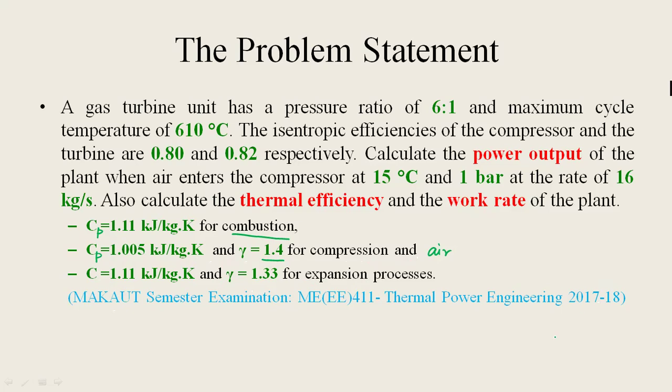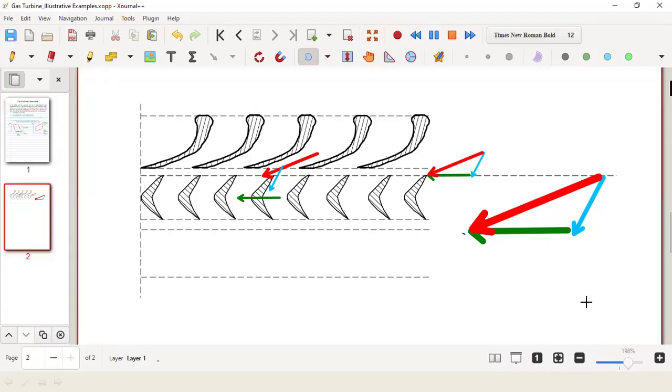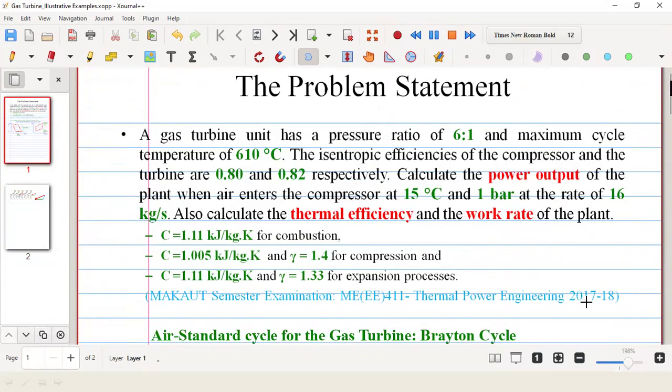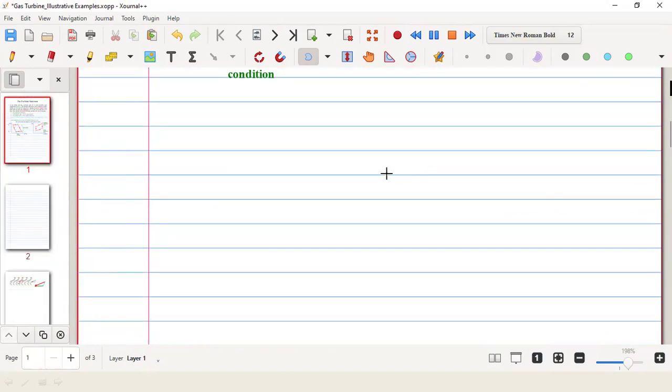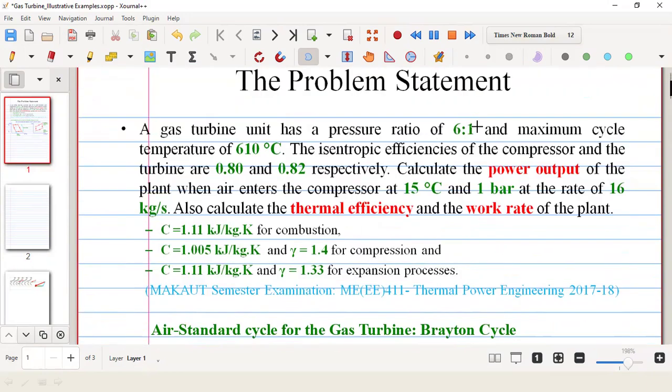Okay, now this is taken from one semester examination question paper. Now we will try to solve this problem. The problem statement is rewritten here. The known quantities are shown with green color and the quantities to be determined are shown with red color.